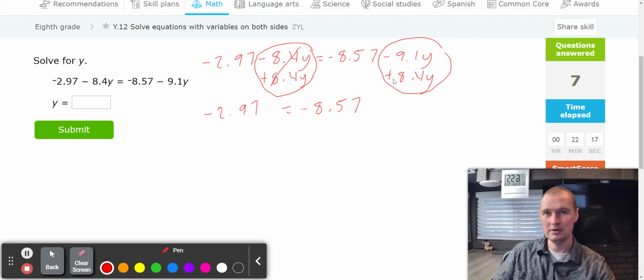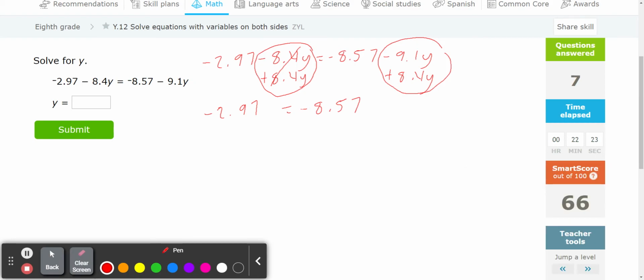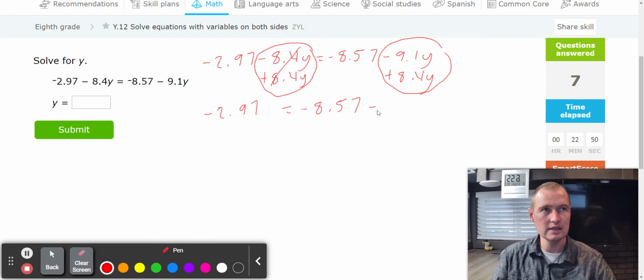And how nice of them on this one. So what I'm going to do is just use the calculator off the screen. When you use a calculator, you just take a look at it. So here we go, calculator. All right, so we got negative 9.1 plus 8.4. And that's going to give us negative 0.7y. So negative 0.7y. So again, use a calculator on that.